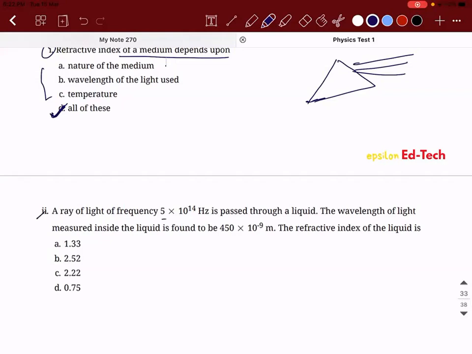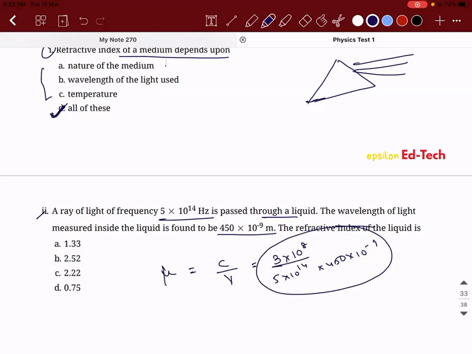Secondly, a ray of frequency 5 into 10 power 14 hertz is passed through a liquid. The wavelength of the light measured inside the liquid is found to be 450 into 10 power minus 9. The refractive index of the liquid is? So refractive index is equal to c divided by v. c is 3 into 10 power 8 divided by, they have given frequency and wavelength, so you multiply them: 5 into 10 power 14 into 450 into 10 power minus 9. You solve this, and the answer comes out to be 1.33.